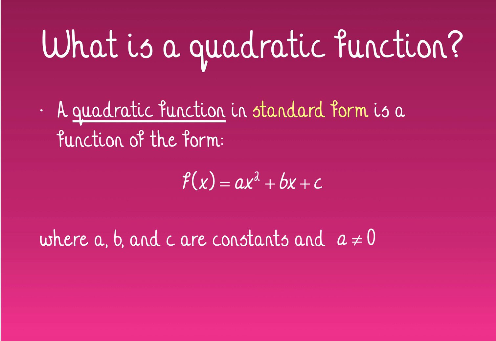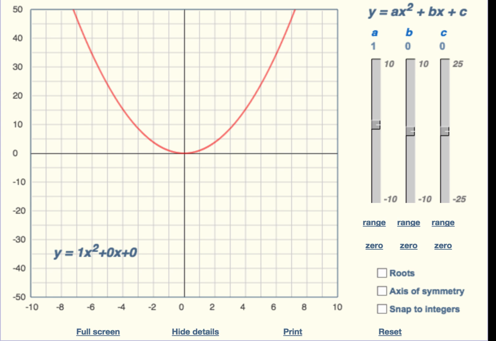We're going to use an applet now to look at the effects of a, b, and c on the graph of a quadratic function. We're going to start off by looking at the most basic quadratic function, which is y equals x squared. Okay, so I'm going to be moving these sliders over here, and we're going to look at the effects that a, b, and c have on our quadratic function. So I notice that if I have y equals x squared, I have this shape, which is called a parabola.